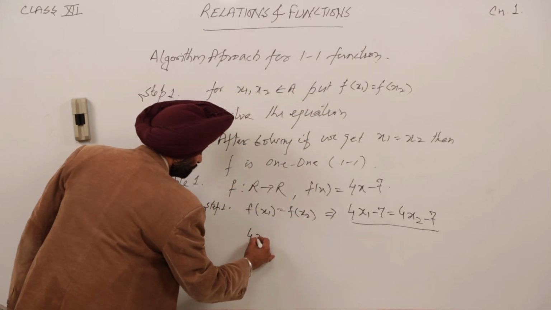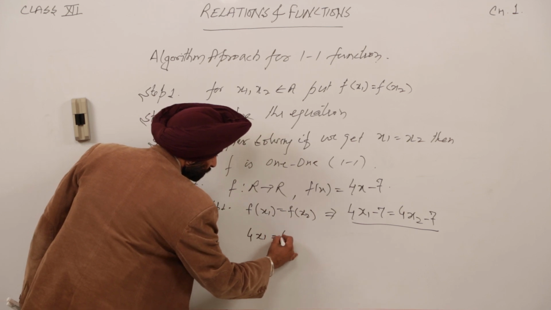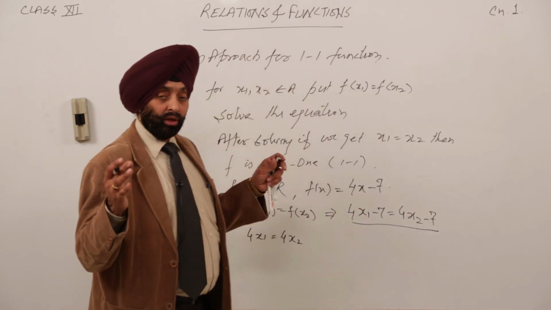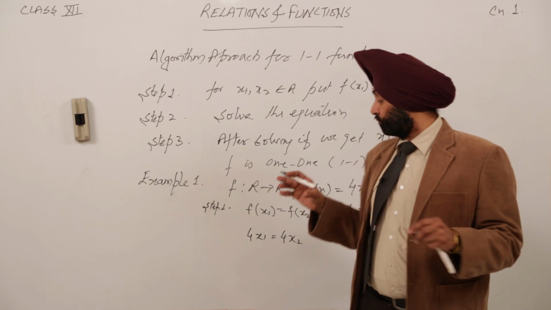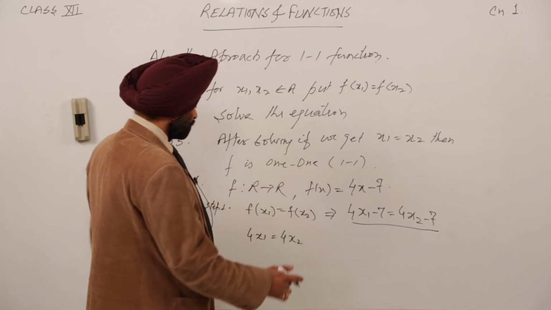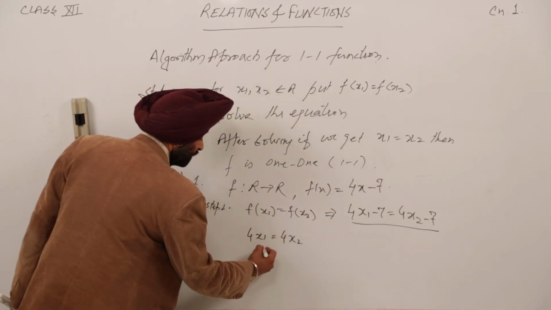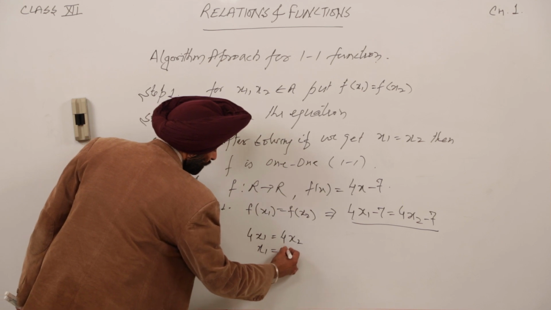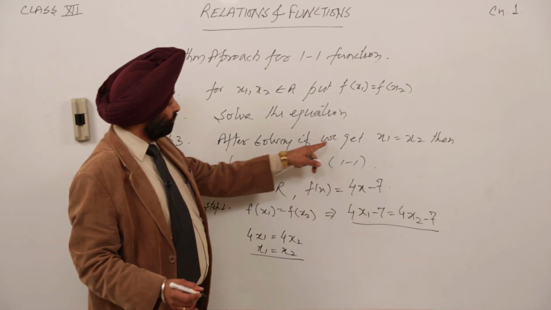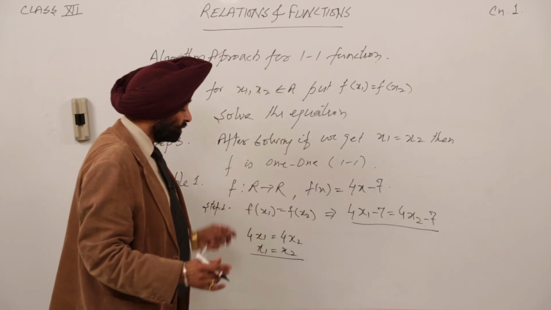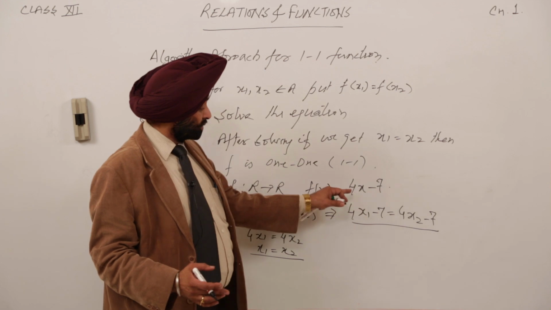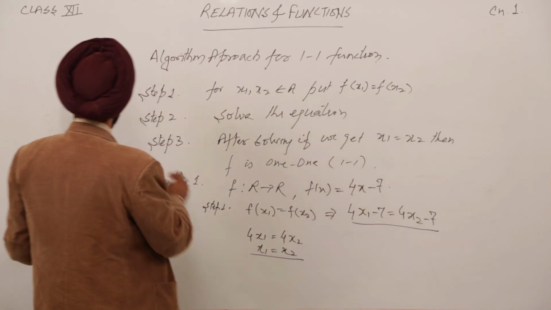Now what does this equation become? 4x1 is equal to 4x2, because this 7 moves to that side, or you can say both the digits with the signs are same. Minus 7 and minus 7 cancel. So we are having 4x1 is equal to 4x2. Again 4 and 4 cancel. We are having x1 is equal to x2. So now the third step is, after solving, if we get x1 is equal to x2, then our function is a one-one function. So in this example, if f(x) is equal to 4x minus 7, it is one-one.